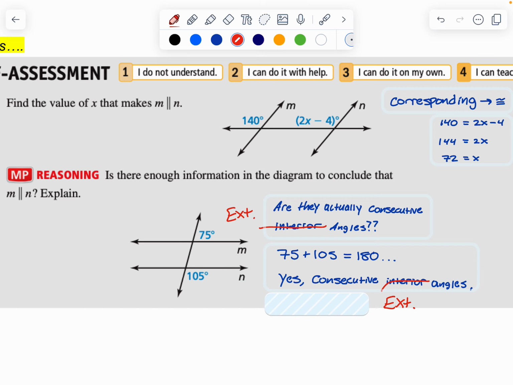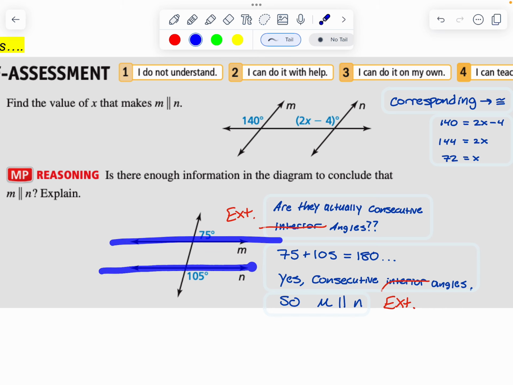So yes, we can confirm, we are 100% sure that line M is parallel to line N because these angles are supplementary. We could do the same thing with our alternate interior angles, with these corresponding angles, so on and so forth.